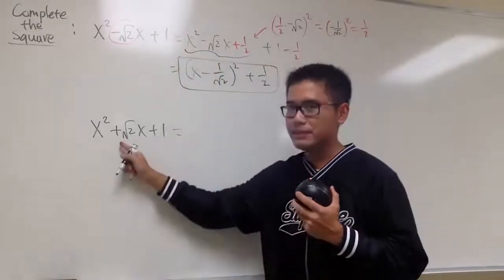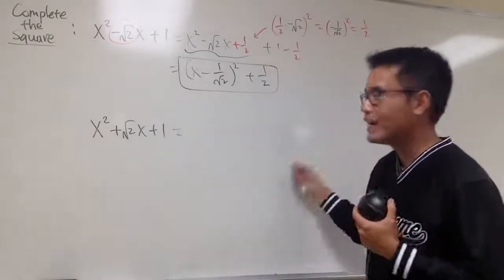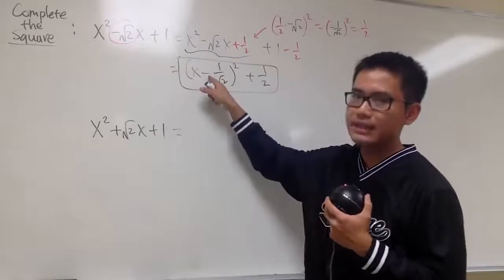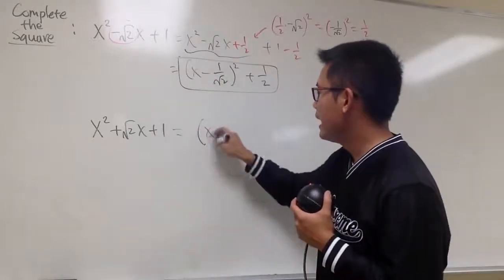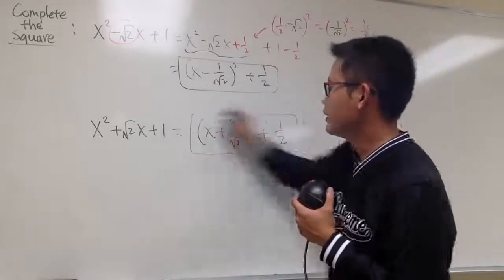And as you can see, this is just plus. So all you have to do is pretty much the same thing. You still will add 1/2, subtract 1/2, and then for the factor, you will have the plus instead of the minus. So this is going to be x plus 1 over square root of 2 squared, and then plus 1/2, all right? So this is it.